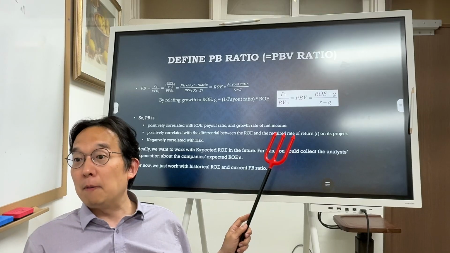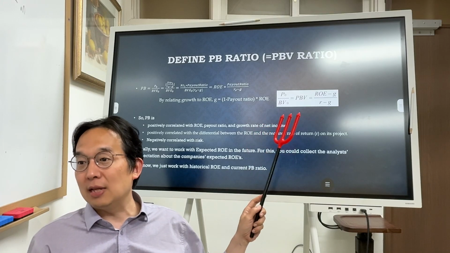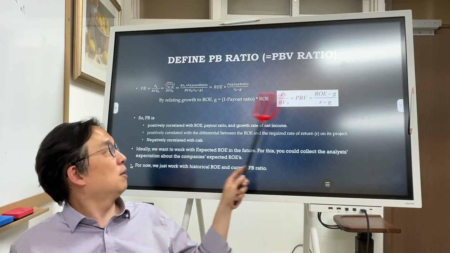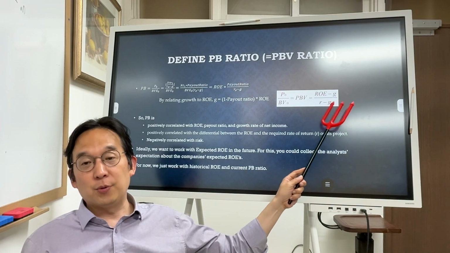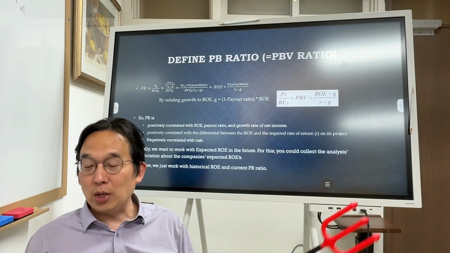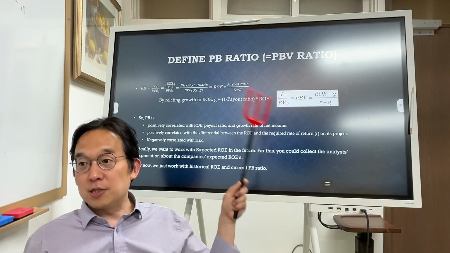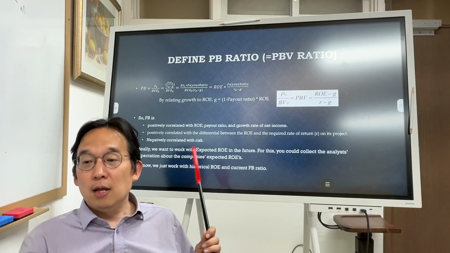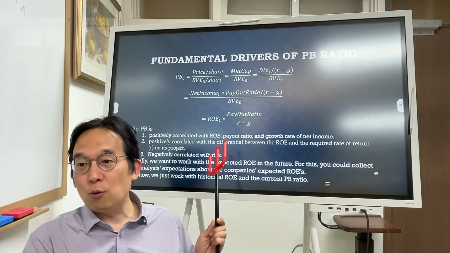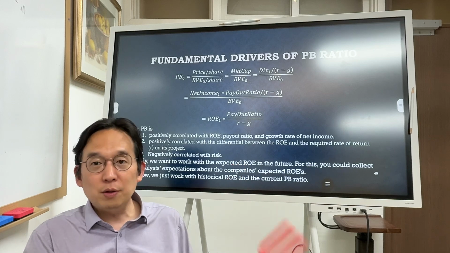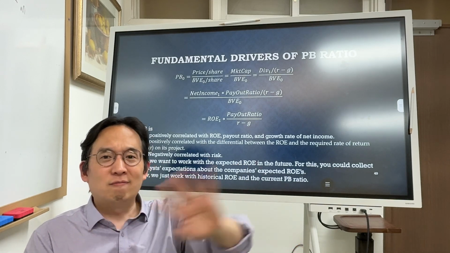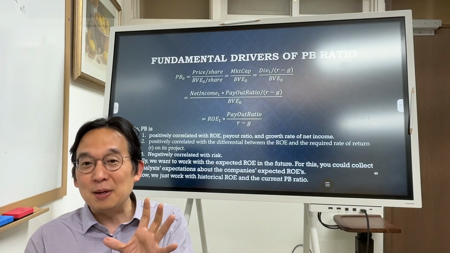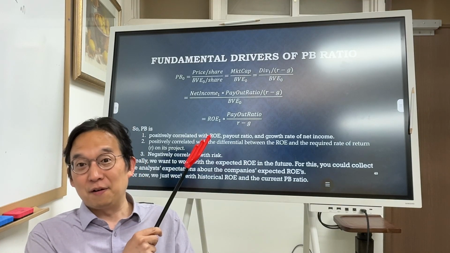Replace the payout ratio. You will realize that the whole numerator becomes ROE minus g. So the differential between the ROE and the growth rate affects the PB ratio. And again, PB ratio is negatively correlated with risk. No wonder. Dangerous company, why buy it? We are risk averse. The intuition of economics holds true over here, right?